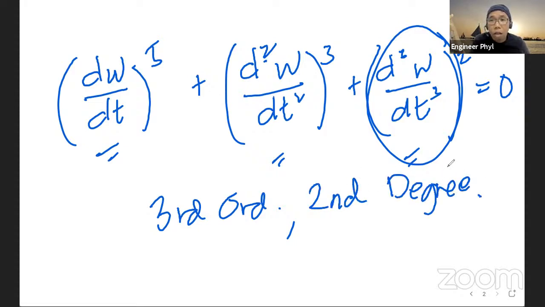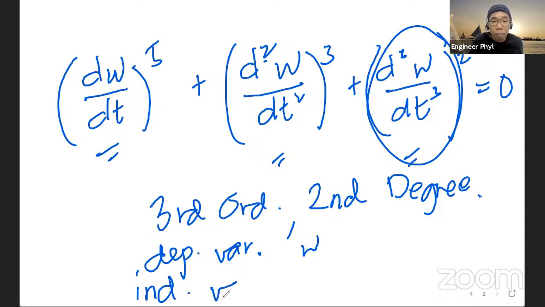Now, if you're asked, what is the dependent variable of this equation? The dependent variable, or the unknown function, is w. So you can write here, the dependent variable is w, and the independent variable here is t. Okay, so now let's proceed to the next part of our discussion.